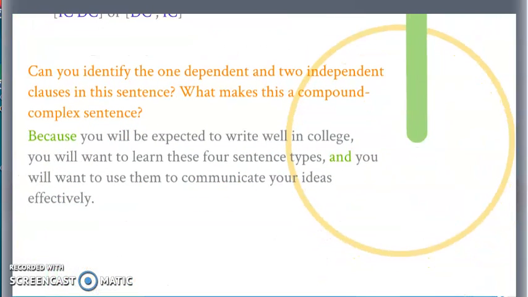Can you identify the one dependent clause and two independent clauses in this sentence? What makes this a compound complex sentence? Because you will be expected to write well in college, you will want to learn these 4 sentence types, and you will want to use them to communicate your ideas effectively.